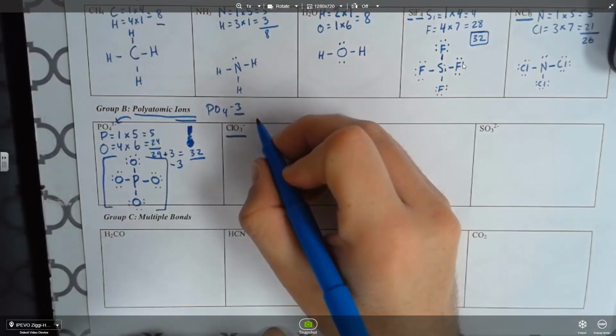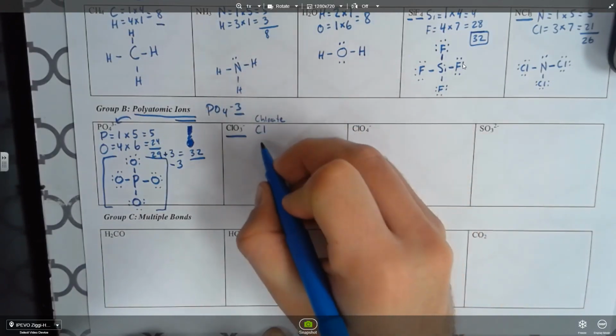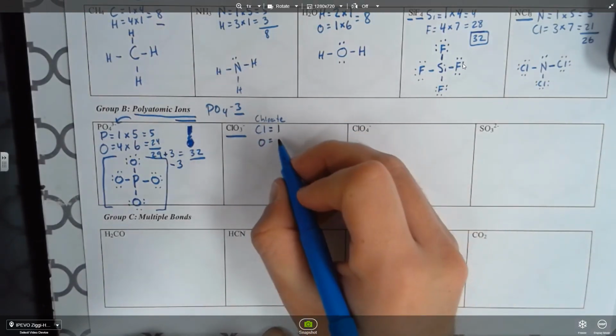This is called chlorate. So we're going to do the same thing, Cl and O, just like we did yesterday. 1 Cl and then 3 O's.